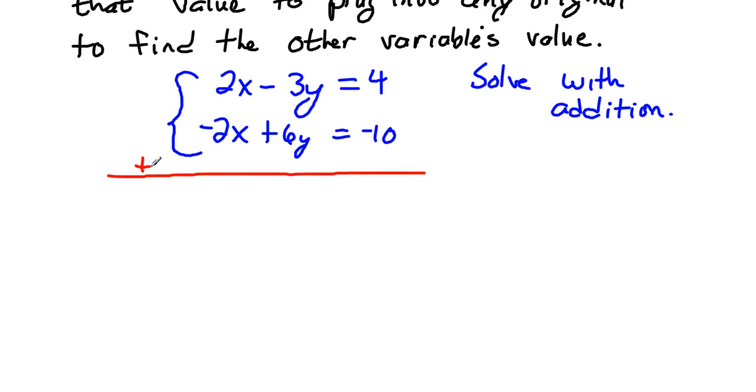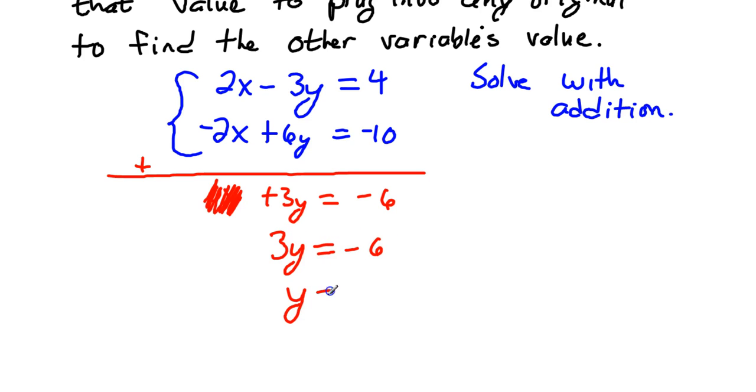And now, when you add these, just stack them up one piece at a time. Do 2 minus 2 to make that 0x. You've got negative 3 plus 6, that would be a plus 3y. And then 4 minus 10 would be negative 6. The whole point is that once you get 0x, you don't need it, it's gone. So now you've just got 3y equals negative 6. Divide those, and you've got y equals negative 2.